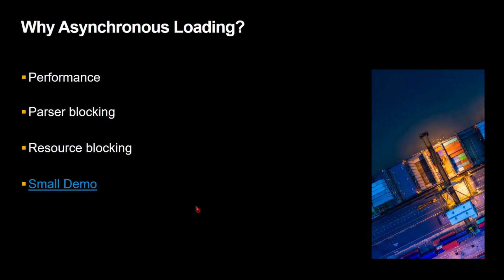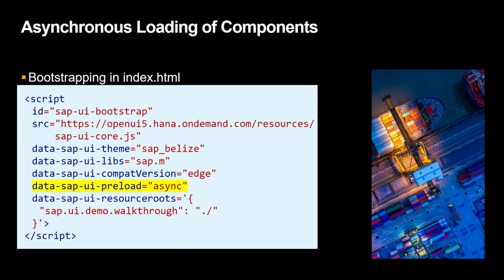So in the new best practice, we will not use synchronous loading anymore. By default, asynchronous loading is disabled. We have to enable it. This will be done in the index.html in the bootstrap. But again, this is relevant for standalone apps because for FLP apps, the Fiori Launchpad will take care of this. And this line of code will have its effect on all the libraries and resources defined in the bootstrap.